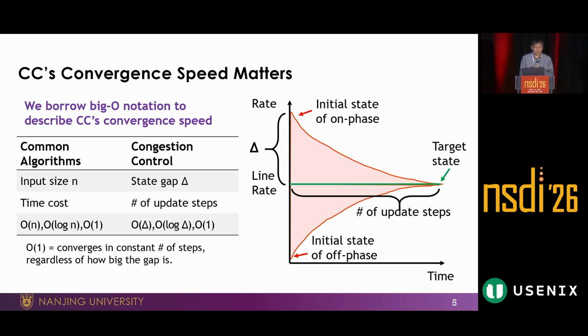We make it the input size, and the time cost is the number of update steps. How many steps do we need to converge to our target rate? Now finally we can get a similar notation of O(delta), O(log delta), or O(1). Among all these classes, the best one is O(1) step convergence. That means our congestion control can reach the target in a constant number of steps, regardless of how big the delta is. That's our ideal solution.